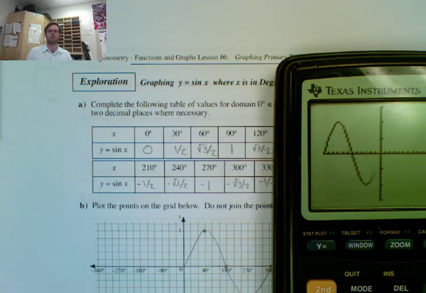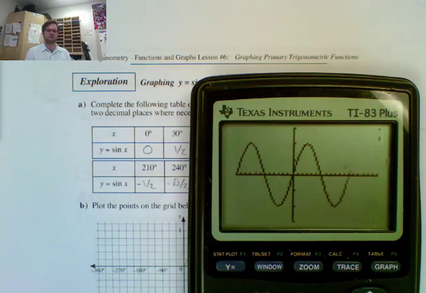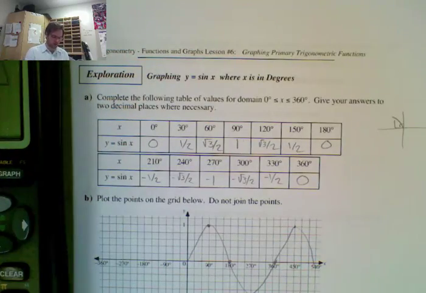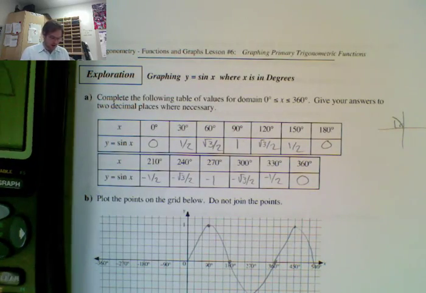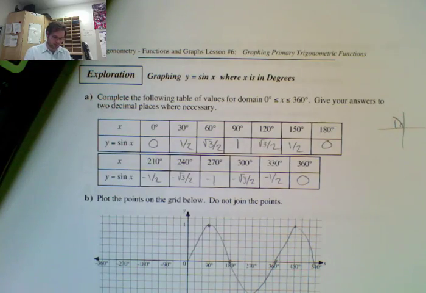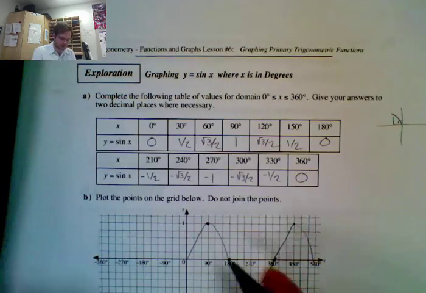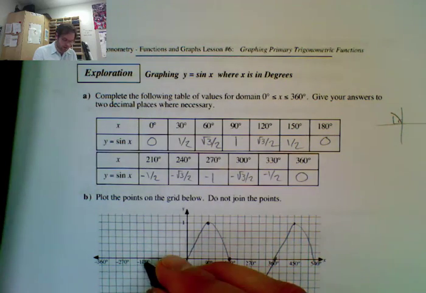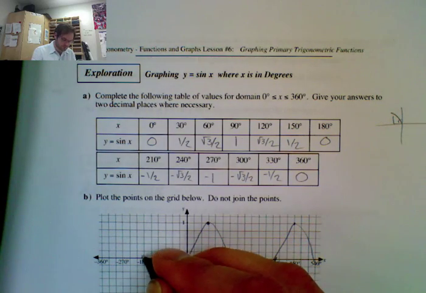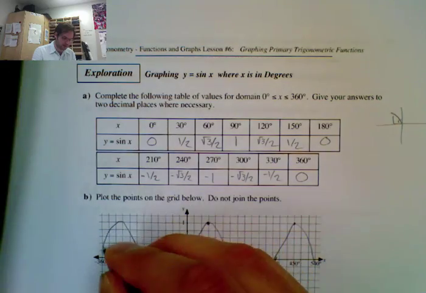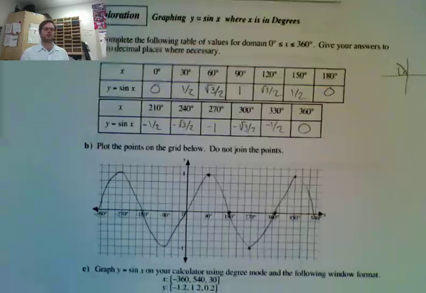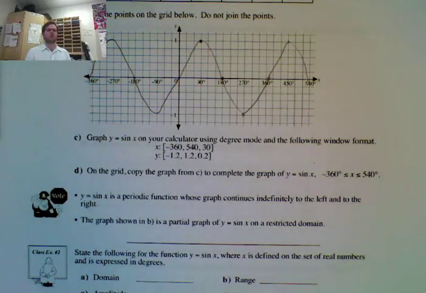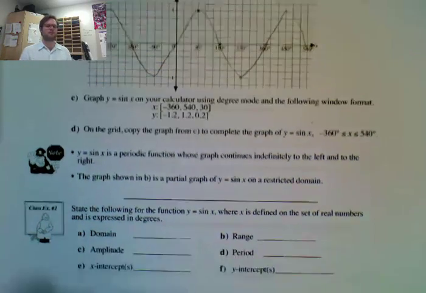So my graph looks something like this here. Okay, so it looks very similar to what that is. So on the grid of the graph, complete the sine. So we're going to just complete this. It's going to continue going down like that, 180, and then to 270, and then to 360. So that's what my table is going to look like. And then now we're going to go on to question number 2.